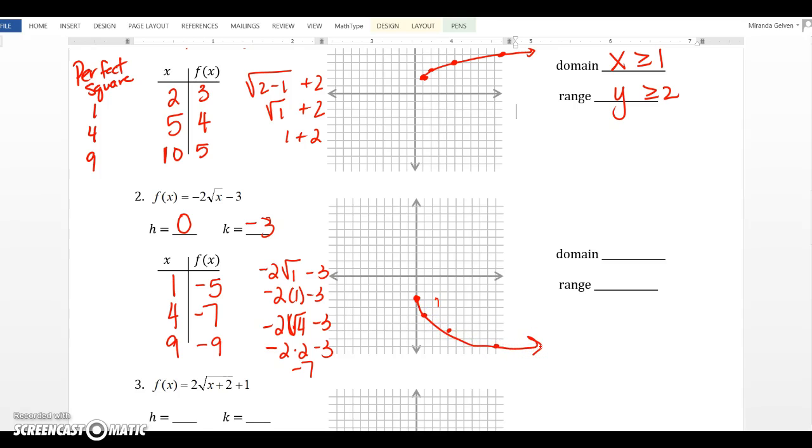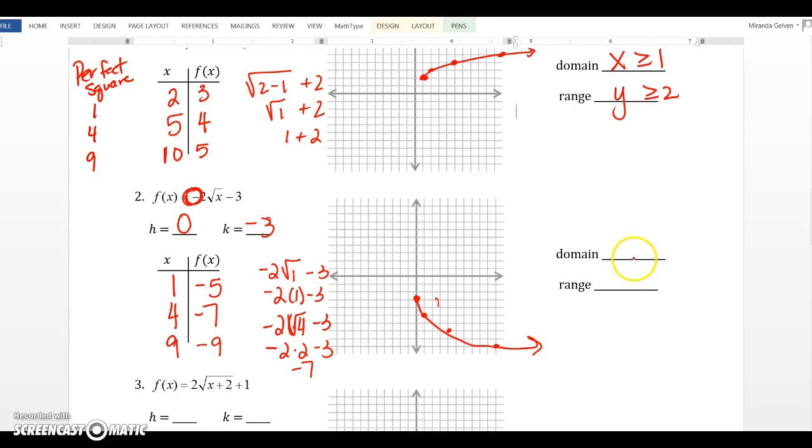Our half moon has flipped over. What do you think causes that? Yep, you're right. This negative right here causes that half moon to flip underneath, and that's exactly what your y values are showing. They're going down, down, down.